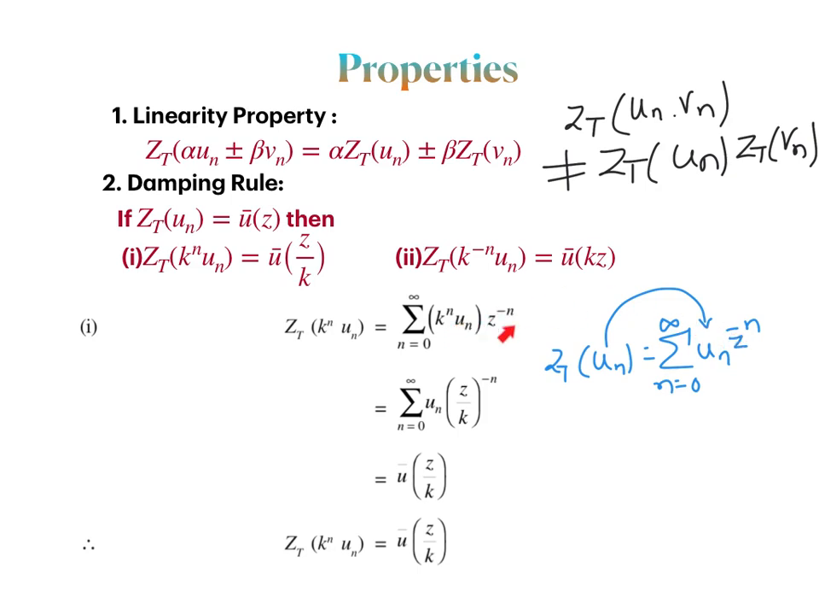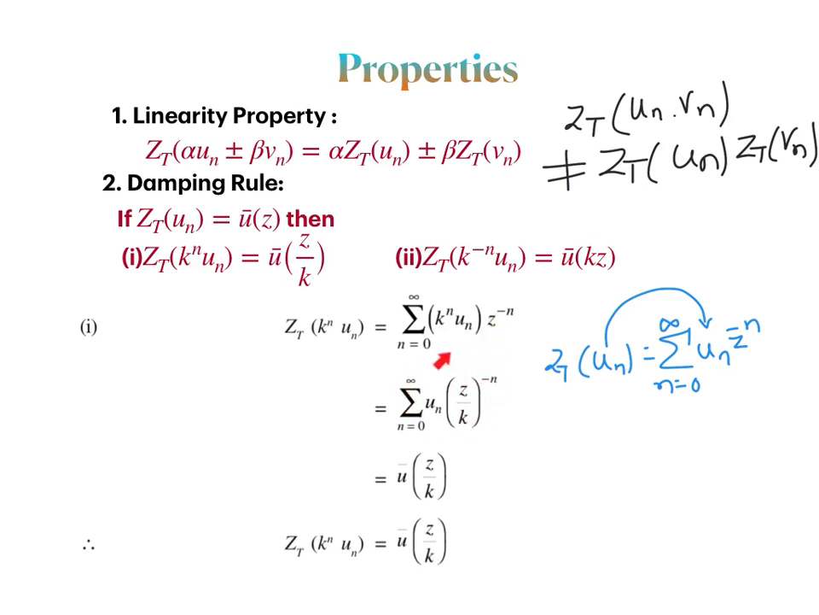Now according to the definition, z having the negative power. So keeping that in mind, we keep un as it is, and I'll shift this k power n to the denominator, then it will become k power minus n. If you shift this, k power n can be written as 1 by k power minus n. So then z by k power minus n.